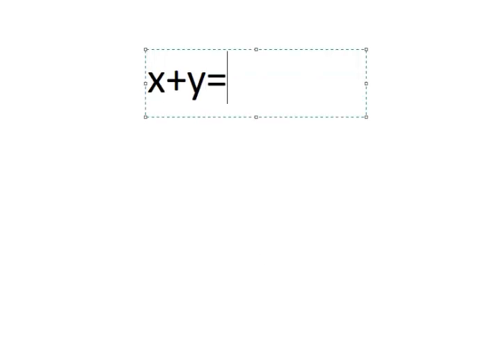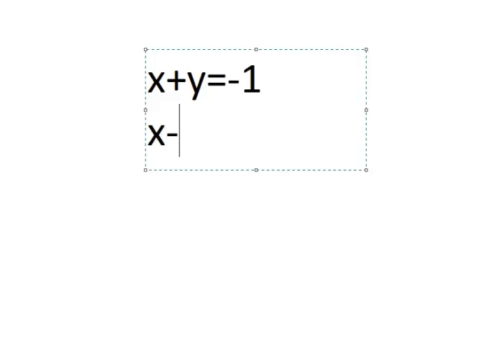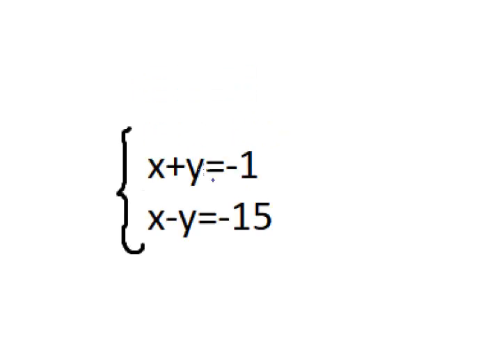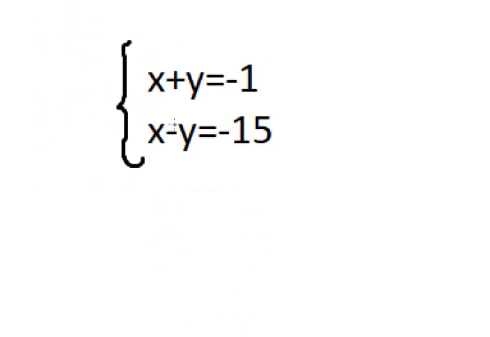Okay, the first one is gonna be x plus y equals -1, and x minus y equals -15. Okay, so that will be our first case of a system. Our goal is basically solving this system. So first step, eliminate y. How are we going to do that?